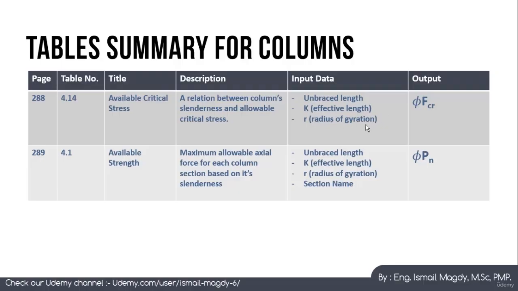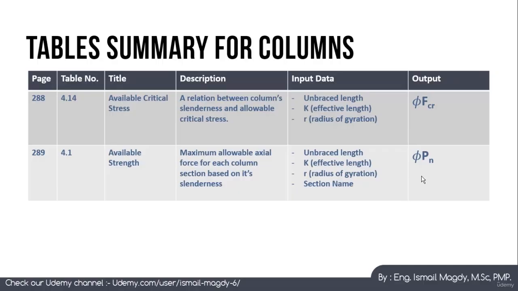And this you get from the table of the properties of the steel section. And from all of these values, you get the phi FCR. And for the second table, you need almost the same data, except you need also the section name, and you will get the phi Pn, which is the axial force for the column.